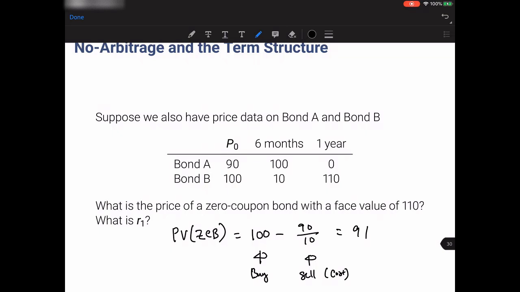Once we have this $91, we have that final bullet payment at the end of 1 year. Then it's very straightforward to calculate the bond yield, right? 91 is equal to the final bullet payment of $110 discounted at 1 year. Solve for R1. And that gives us roughly 20%.